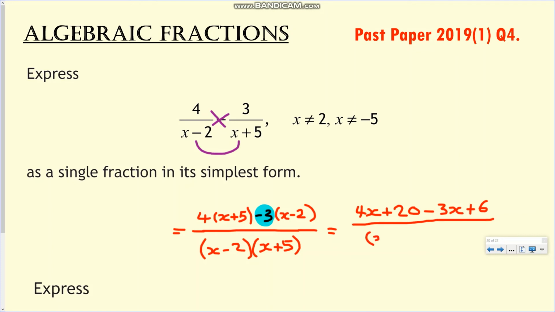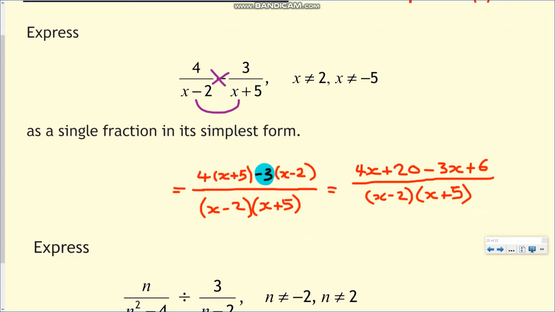The bottom half of the fraction, the denominator, stays exactly the same. I've got x minus 2 in brackets, x plus 5 in brackets. If you like an extra challenge, by all means expand these out. But there's no extra points in a final assessment for that, so it's not necessary to do.